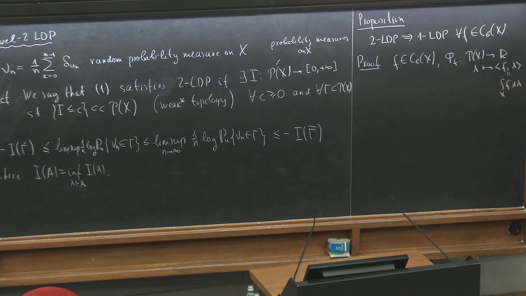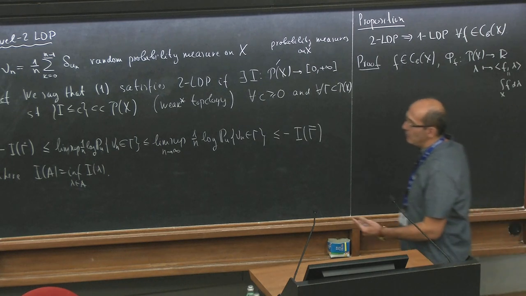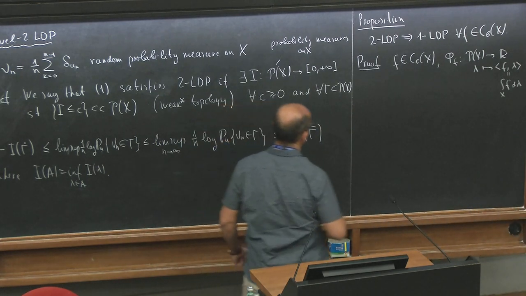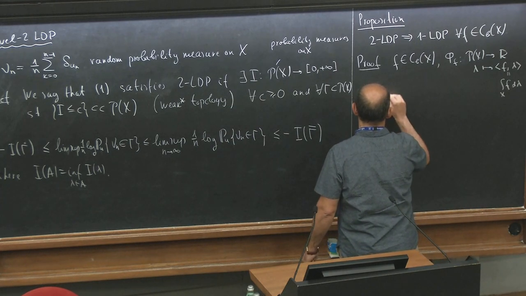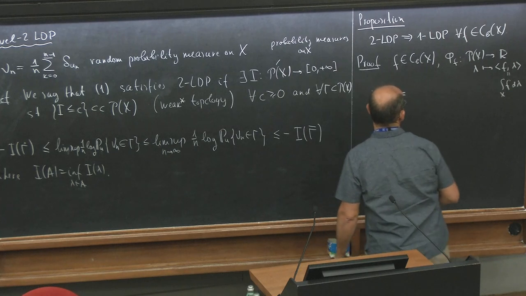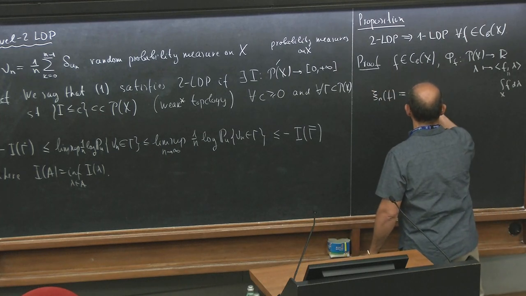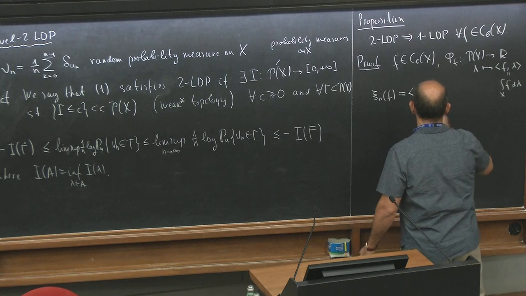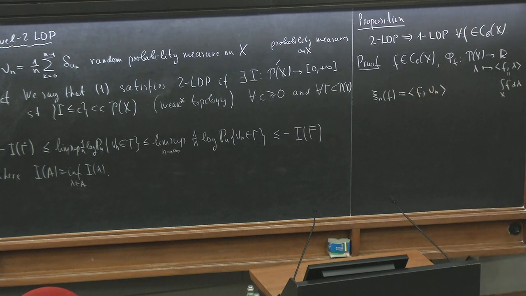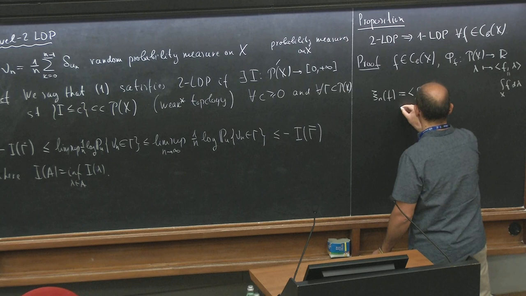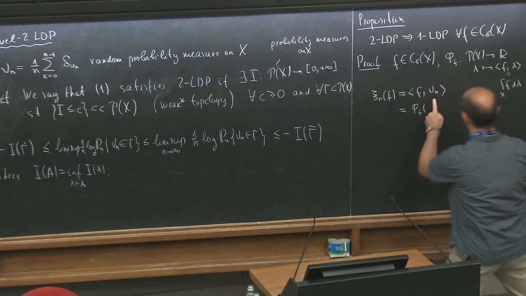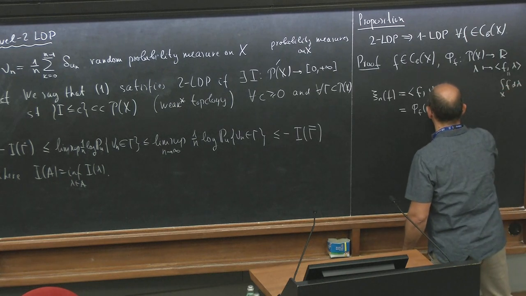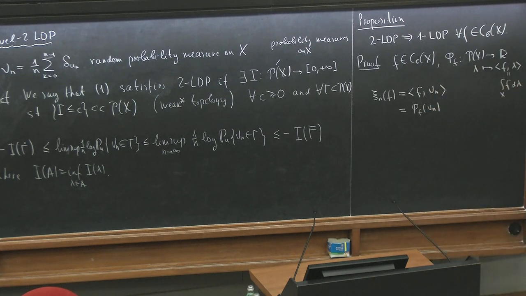Then, it is straightforward to check that if you take psi n of f, then it is exactly the mean value of f with respect to nu n. Or, in other words, psi n of f is the image of this sequence nu n under the map phi f. And this is a continuous map.